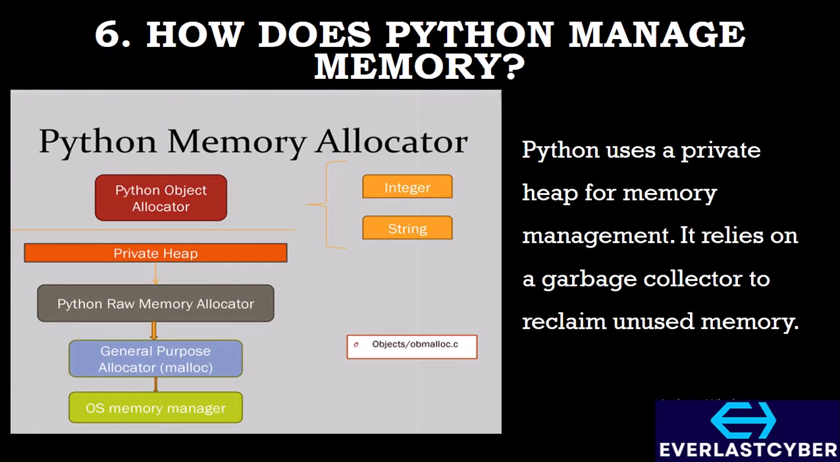Question 6. How does Python manage memory? Python uses a private heap for memory management, which means that it relies on a garbage collector to reclaim unused memory. As we can see in the screenshots there, there's a garbage collector that reclaims the unused memory from what we have there.